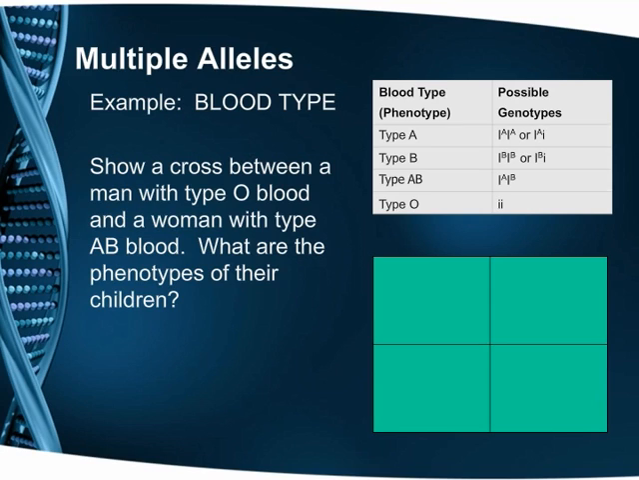So look in the Punnett square, look at the different genotypes that are possible. We have IA little i corresponding to blood type A, and we have IB little i corresponding to blood type B. So one parent with blood type O, one parent with blood type AB have the possible children with blood types A or B.